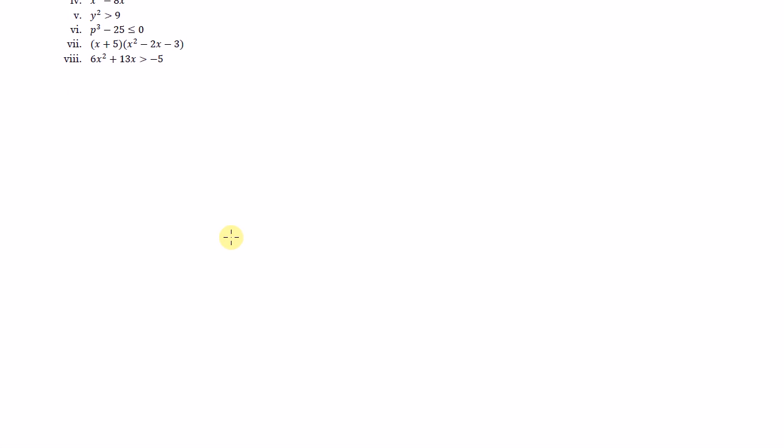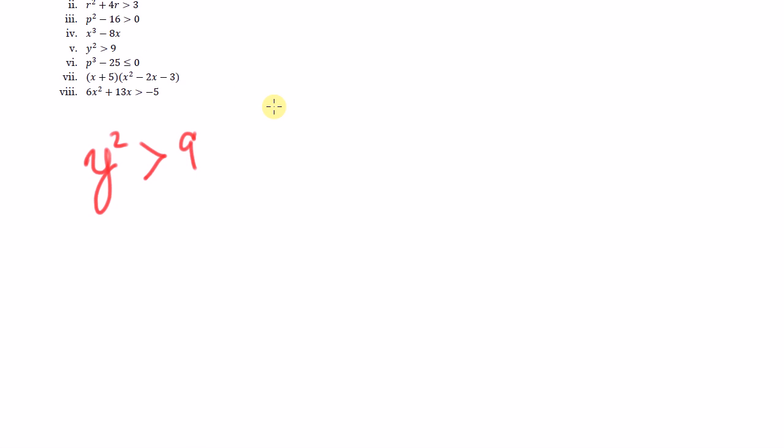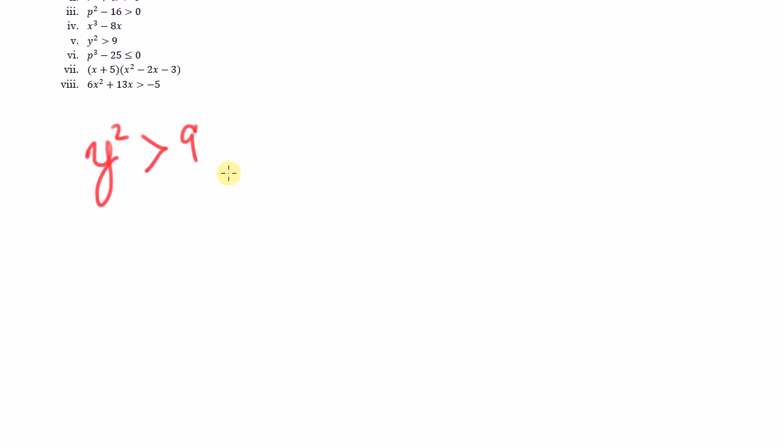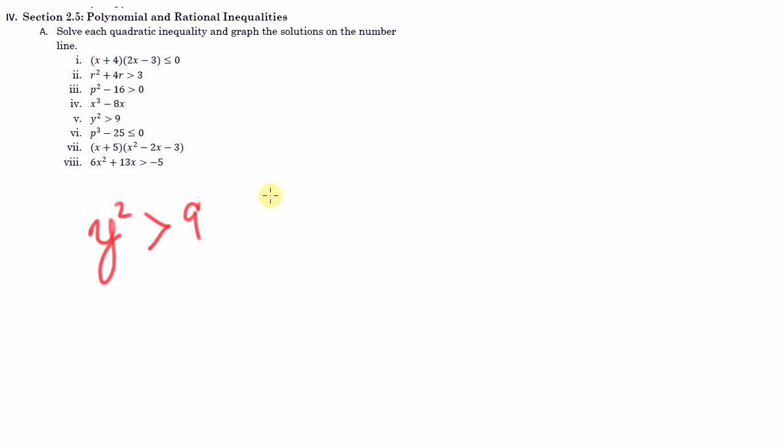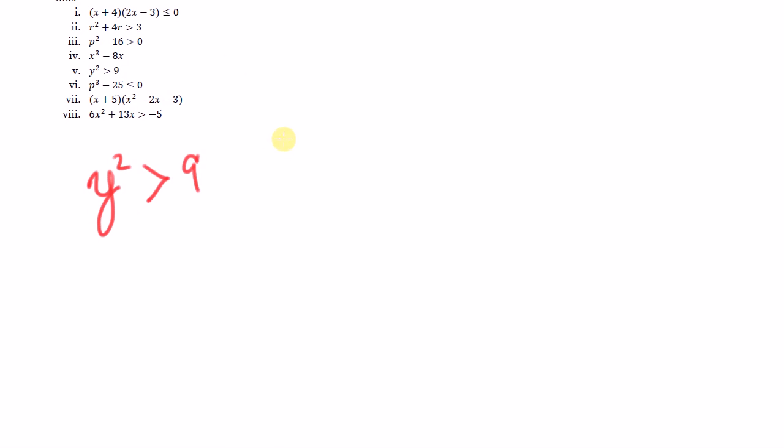Alright, the next one, it wants to know when y squared is greater than 9. Well, I mean, it's not a function. And this says polynomial rational inequalities. Alright, I'll try to do some research real quick, because y squared isn't a function.